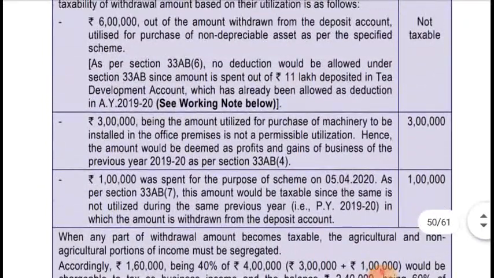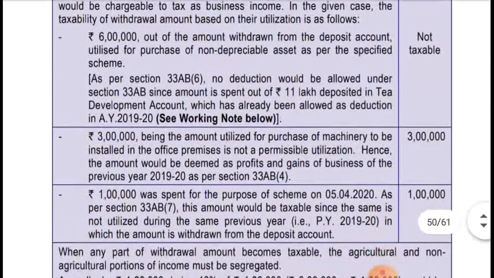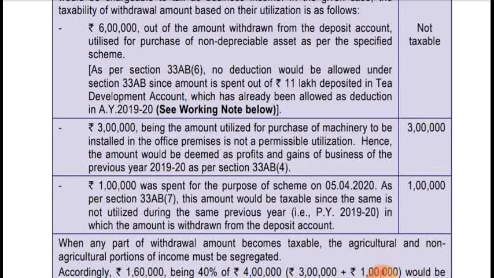So let's move up to where we were before. We have seen the working note. Let's see what is the treatment of 3 lakh. 3 lakh being the amount utilized for purchase of machinery to be installed in office premises is not permissible utilization. Hence the amount would be deemed as profit and gains of business of the previous year, that is 1920, as per section 33AB(4). So 3 lakh will be taxable as it was not utilized as per the permissible utilization. Now the treatment of 1 lakh. 1 lakh was spent for the purpose of the scheme on 5th April 2020.